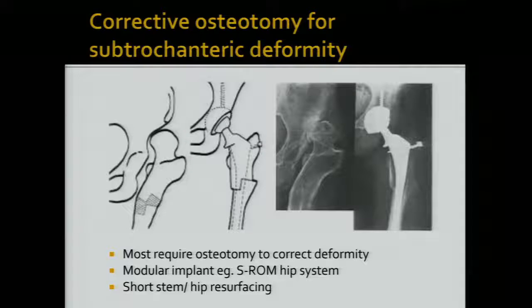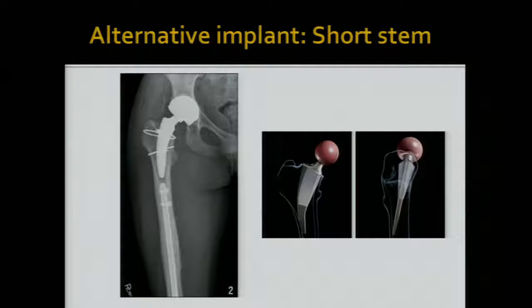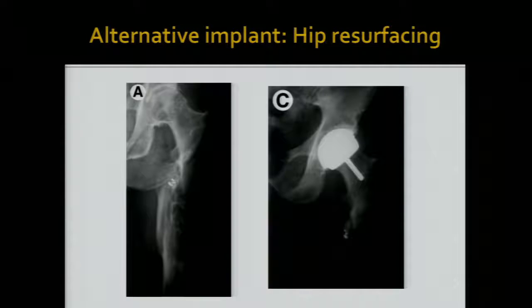The short stem and hip resurfacing may be other possible options to avoid the morbidity of the femoral osteotomy for the subtroch deformity. The short stem may also be very useful when you encounter a retained implant distally, as shown in the picture. Some short stem designs seem to have very good clinical outcomes, so you can rely on that. Hip resurfacing is another alternative option. However, this technique has some drawbacks and is gaining less popularity.